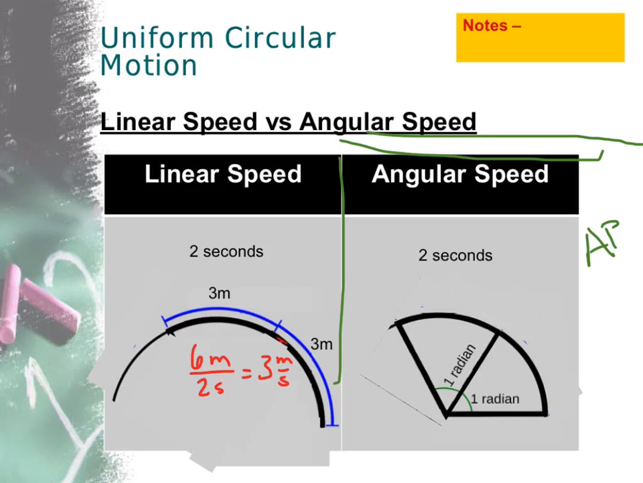Now, let's compare that with angular speed. Angular speed is a measure of how many radians our angle changes over time. What is the rate of angle change? Well, let's say that I cover 2 radians of angle in 2 seconds. So I could say that my angular speed is 2 radians divided by 2 seconds. Or we could say 1 radian per second.